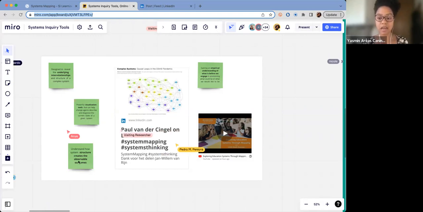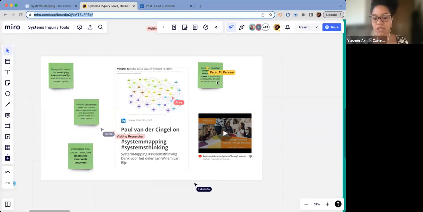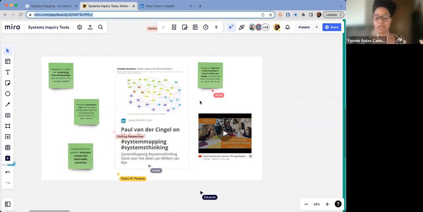Another very important aspect of systems mapping is understanding how systems structure creates the observable outcomes. And another one that I think is very important to consider is that it allows us to gain an empirical understanding of what is before we engage in envisioning what could be. So sometimes we have an idea of what it could be, but then when we come to really mapping the system, we understand that sometimes we are not really looking at the system as a whole, right?